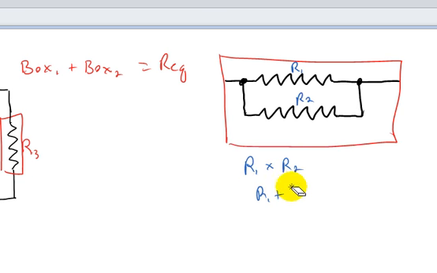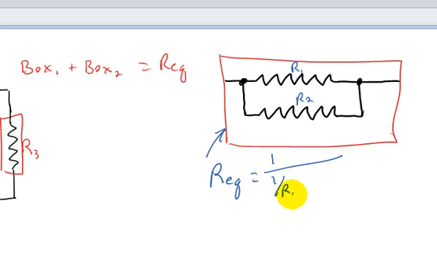However, I'm not going to do the short way. I'm just going to do it the normal long way so everyone can see. And our resistance equivalent for just this box is going to equal 1 divided by 1 over R1 plus 1 over R2. And again, that can be written as R1 to the negative 1 plus R2 to the negative 1, everything to the negative 1. So that's how we would find that. And then we would take that answer and just add it to R3 because they're in series.